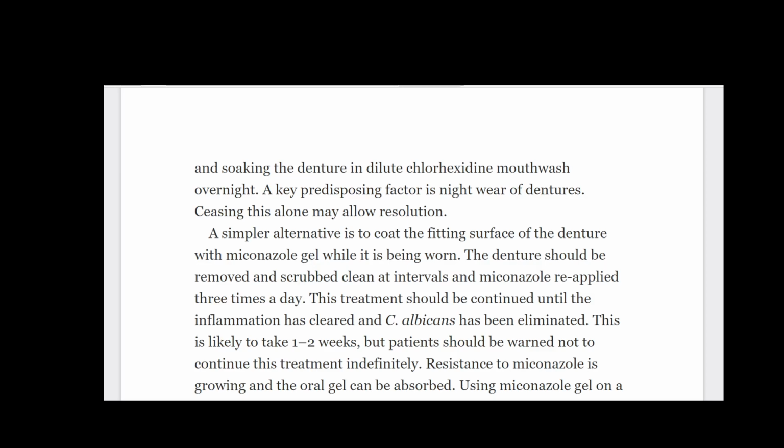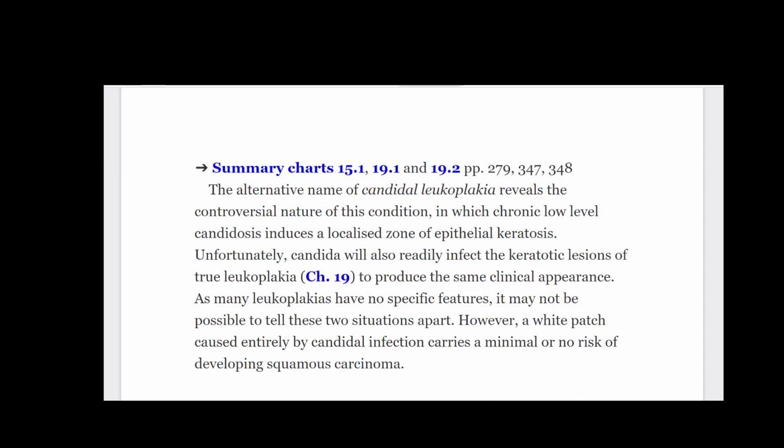Chronic hyperplastic candidosis. Summary charts 15.1, 19.1 and 19.2 pp. 279, 347, 348. The alternative name of candidal leukoplakia reveals the controversial nature of this condition, in which chronic low-level candidosis induces a localized zone of epithelial keratosis. Unfortunately, candida will also readily infect the keratotic lesions of true leukoplakia, ch. 19, to produce the same clinical appearance. As many leukoplakias have no specific features, it may not be possible to tell these two situations apart. However, a white patch caused entirely by candidal infection carries a minimal or no risk of developing squamous carcinoma.